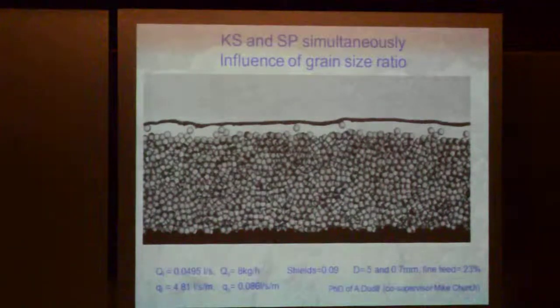Now, so we had spontaneous percolation. It was just to illustrate. We had this kinetic sieving stuff. Now we've done experiments with all kinds of grain size ratio and all kinds of fine feed. You have both: spontaneous percolation and kinetic sieving. So this is another experiment.